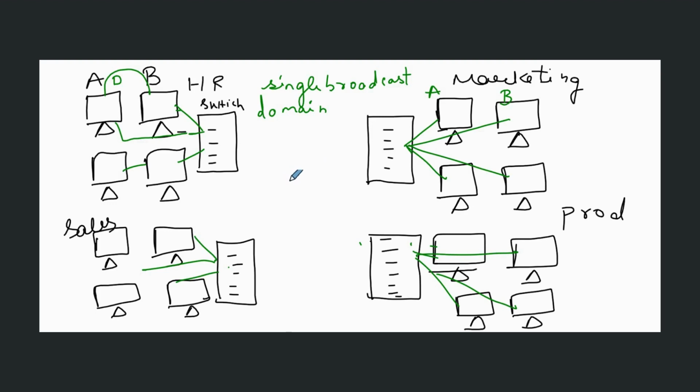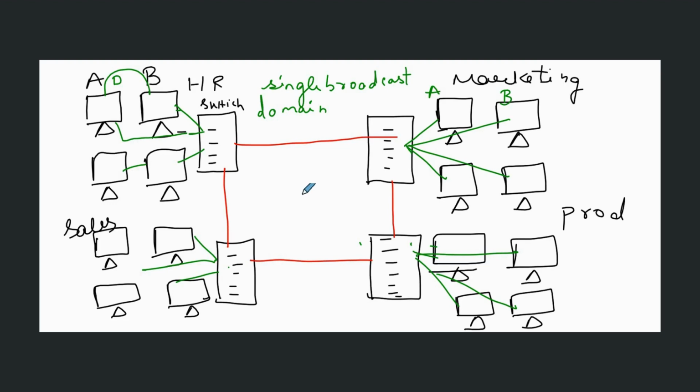All the departments have a network within themselves. But HR department cannot communicate to the marketing department, HR cannot communicate to the sales department, marketing cannot communicate to the production department, and production cannot communicate with the sales department. So what is the solution for this? Definitely a solution is there.